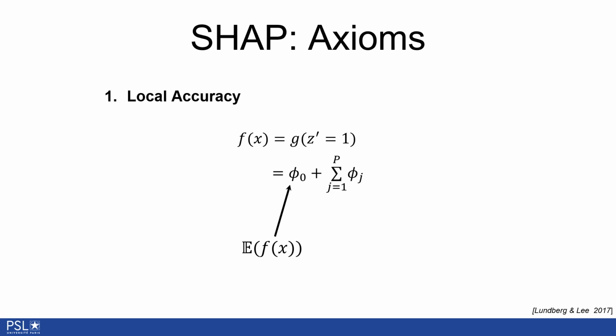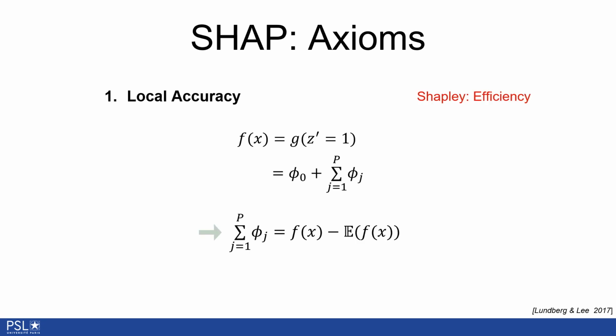But this intercept is the mean value of the black box output over the whole dataset. This implies that the sum of SHAP feature contributions over all features is equal to the difference between the black box model output for instance X and its average output. So this local accuracy property is directly equivalent to the efficiency property in Shapley theory.